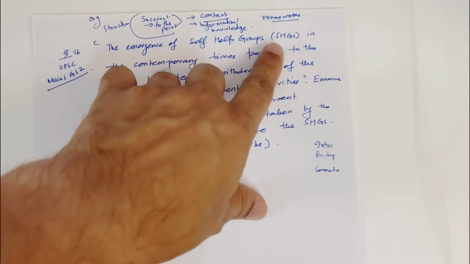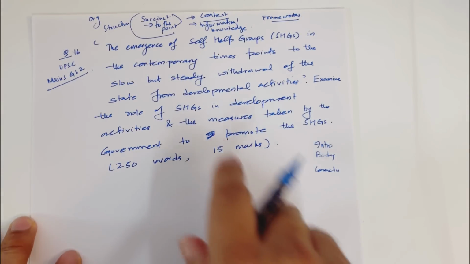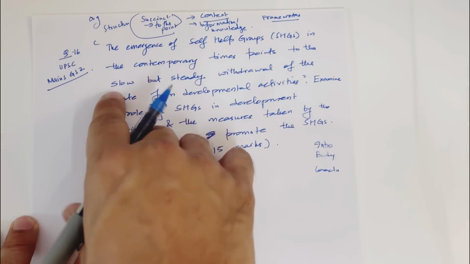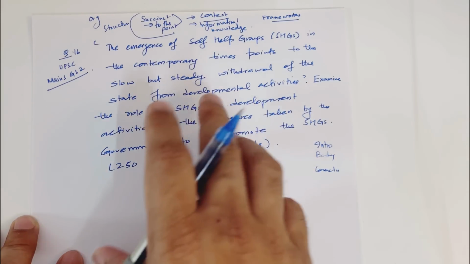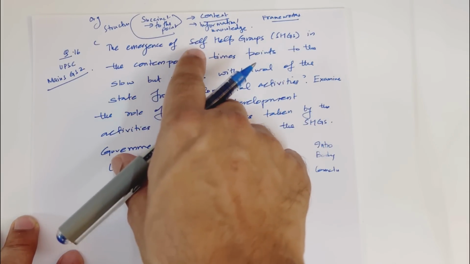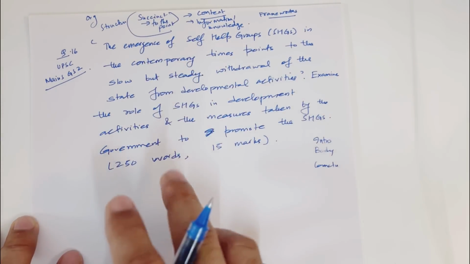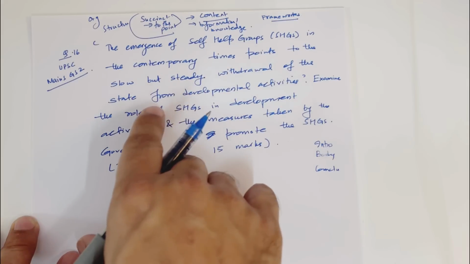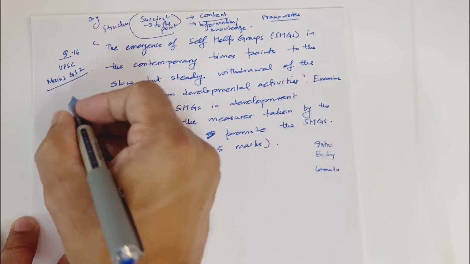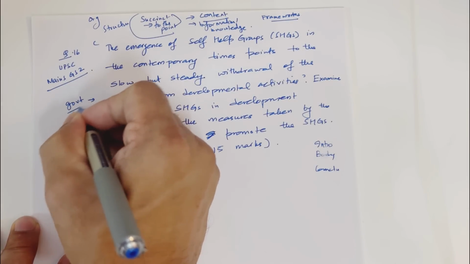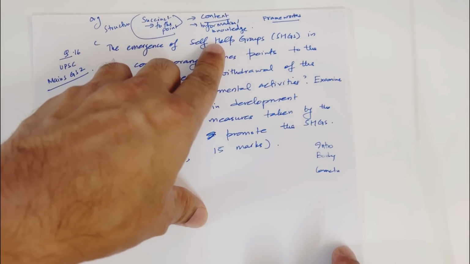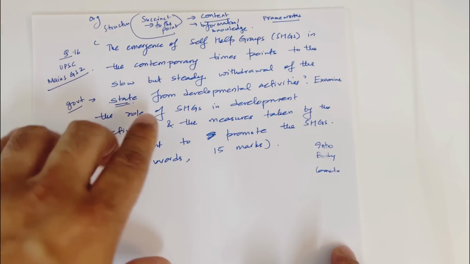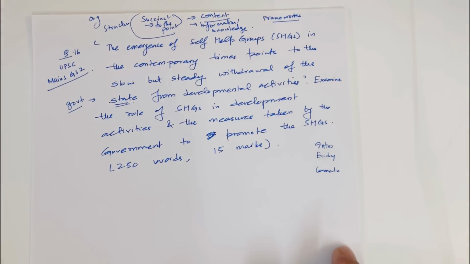The emergence of self-help groups, SHGs, in contemporary times points to the slow but steady withdrawal of the state from development activities. Meaning that as more and more self-help groups are coming up, slowly the state, that is the government, is withdrawing from development activities. As the number of self-help groups is increasing, as that is emerging, the state or the government is withdrawing from the development activities. So now think about it first.